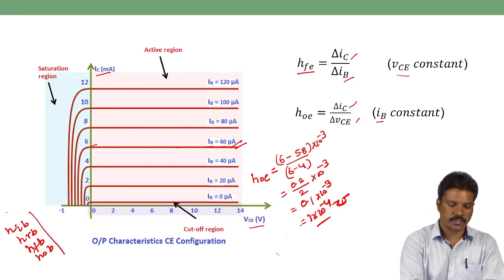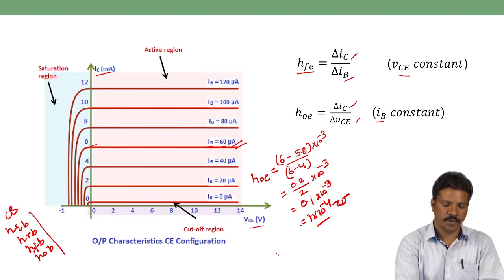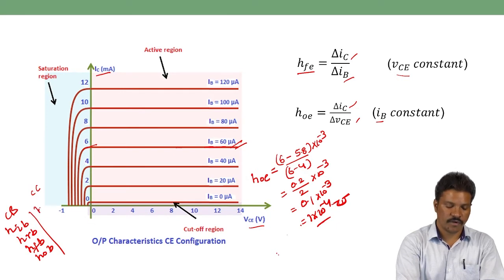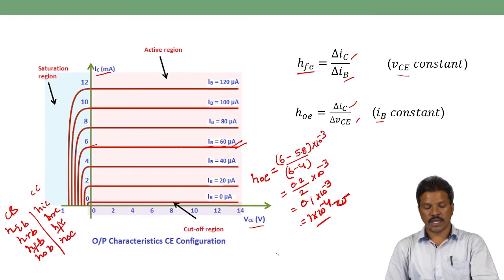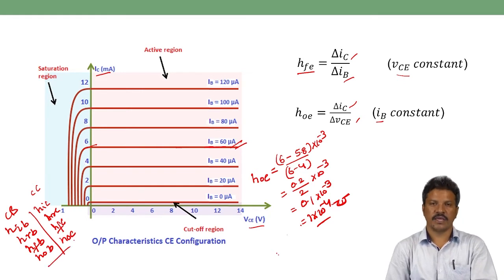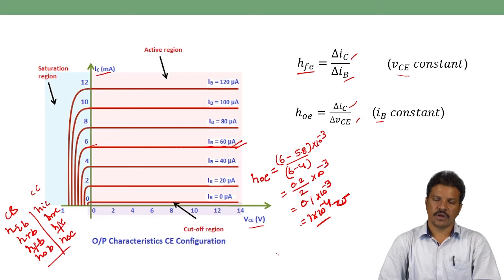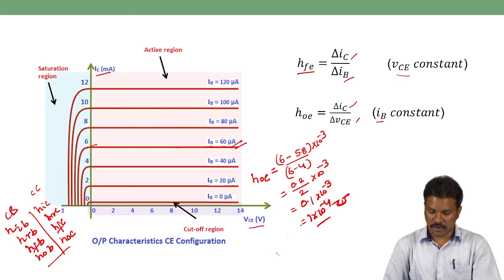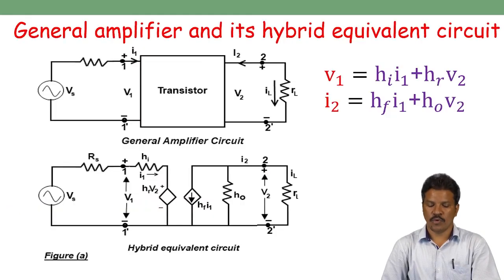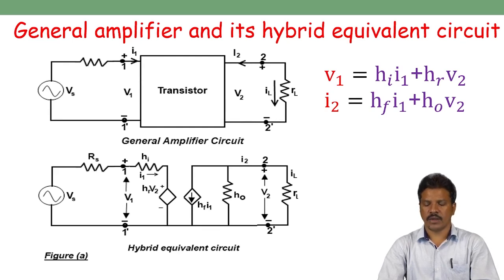So for common collector configuration, we can calculate from the characteristic graph HIC, HRC, HFC, and HOC. So likewise, we can calculate these parameters from the input and output characteristics of common base and common collector configuration. Now we will move to determining the hybrid equivalent circuit for the general amplifier.